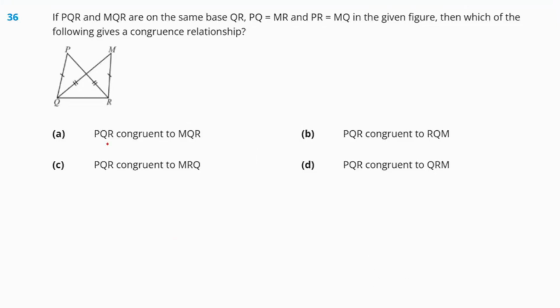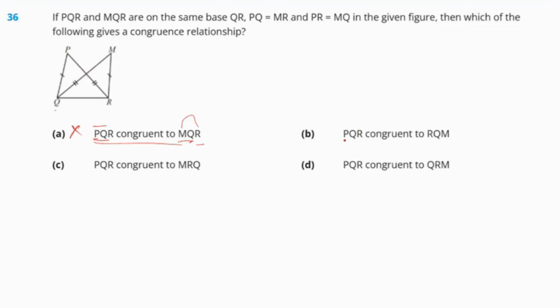So if we go with PQR congruent to MQR, since PQ is equal to what? MR. If PQ is equal to MR, then here, if we go with this statement, PQ should equal MQ only. So that is not correct, but that is not given in the question. So option A is wrong.